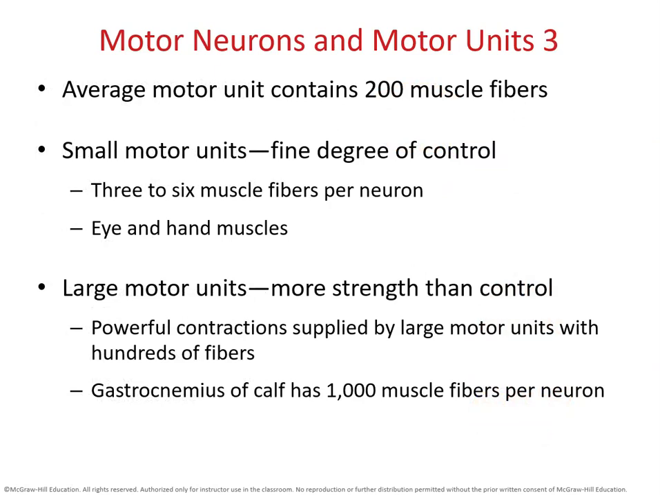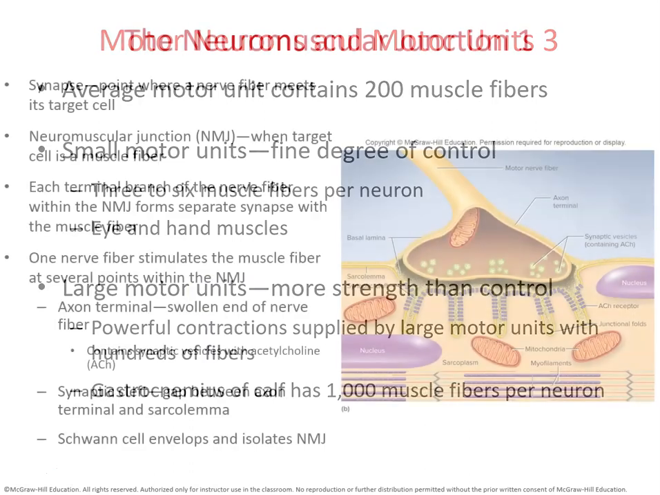Generally, a motor unit contains one nerve and about 200 muscle fibers. Okay, so some can be smaller, some can be larger. For instance, in your eye and in your hand, things that need very precise control, we might have fewer than 200 muscle fibers. Things that need less control, such as the muscles in your calf, they might have up to 1,000 muscle fibers associated with one nerve.